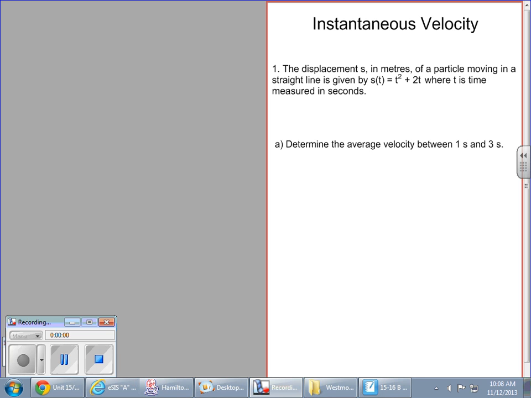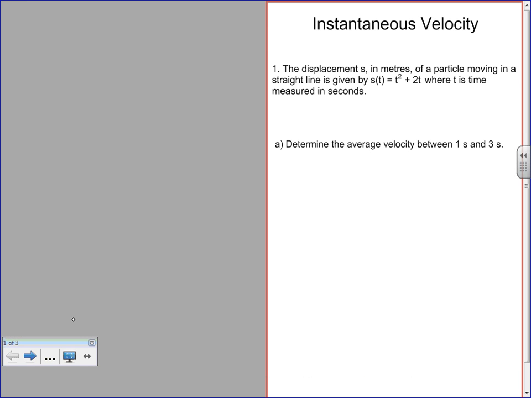Today we're going to talk about instantaneous velocity. Velocity is the rate of change in the distance with respect to the rate of change with time. Velocity will tell us how fast something is going, and it will also tell us which direction it's going. If it's positive, it moves up or to the right, and if it's negative, it moves down or to the left. Okay?